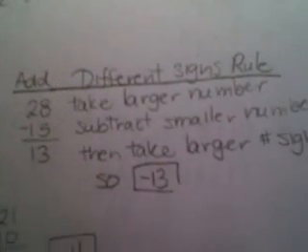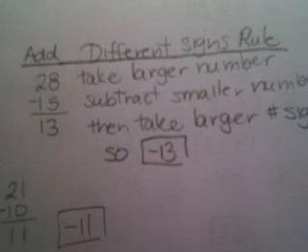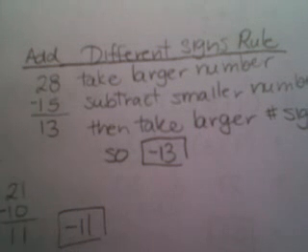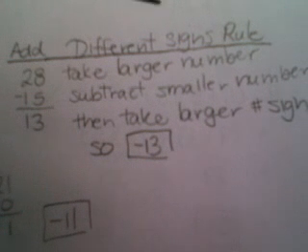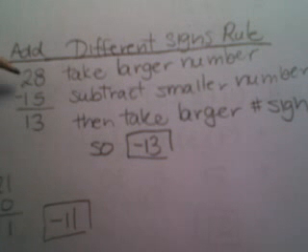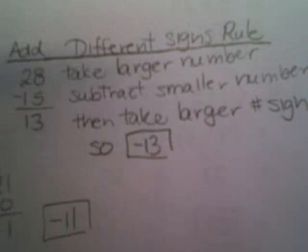The next one requires that we remember our adding rules. So if you're adding different signs, you take the larger number, you subtract the smaller number, then you take the larger number's sign. So I'd go 28 minus 15 gives me 13. But the 28 was the number that had the subtraction sign, so I'm going to end up with a negative 13.